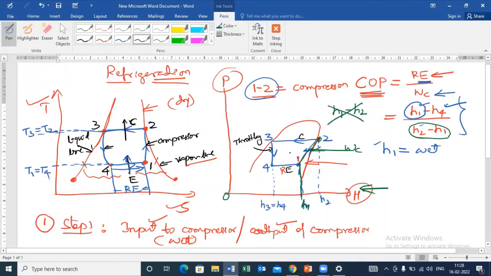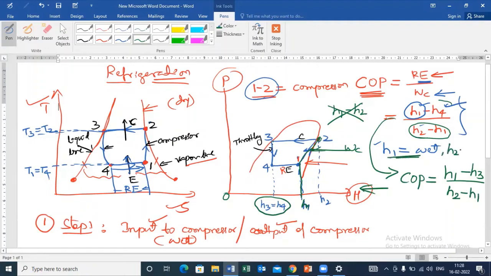Now our aim is to find out H1, H2 and H4. And dear students, keep in mind H4 is also equal to H3, because look at the pH diagram here, I have written H3 is equal to H4. So the same formula I can write as COP is equal to H1 minus H3 divided by H2 minus H1. You can also write this formula. H1 is in wet condition.